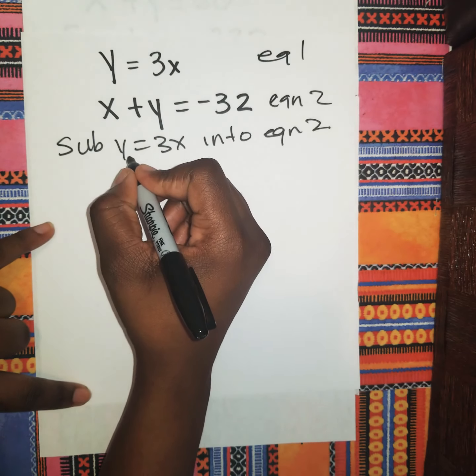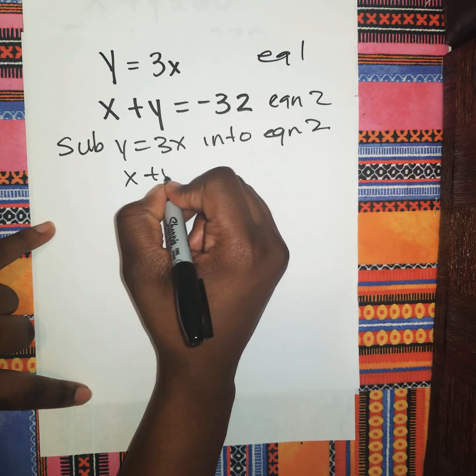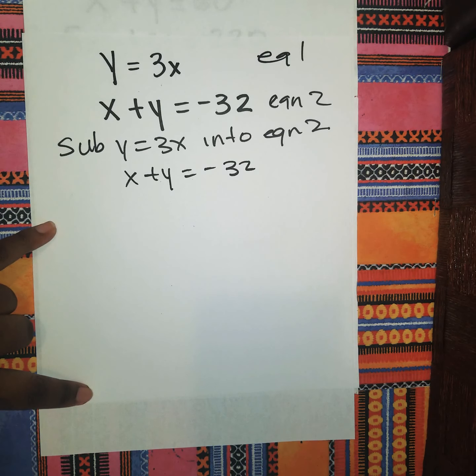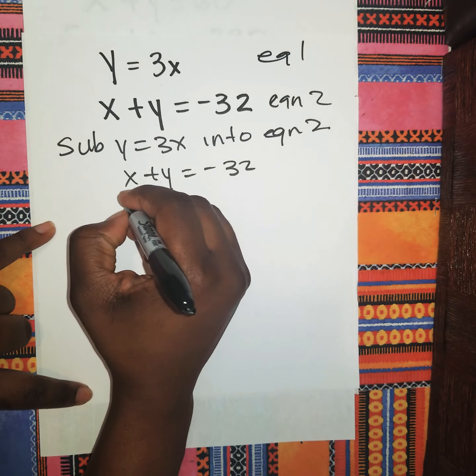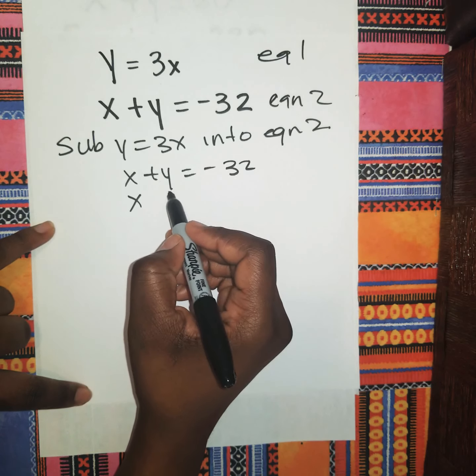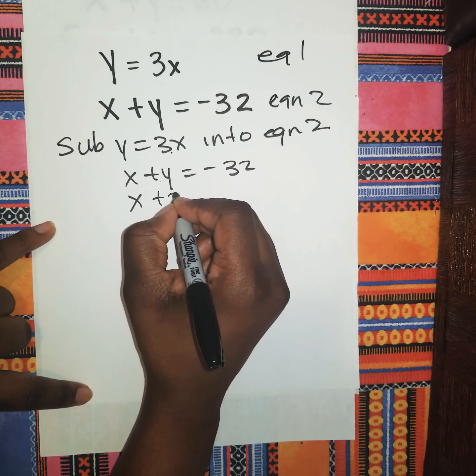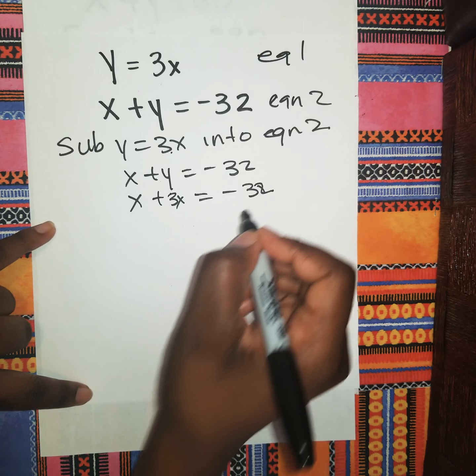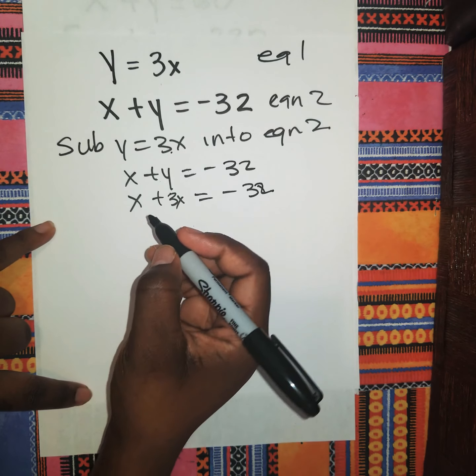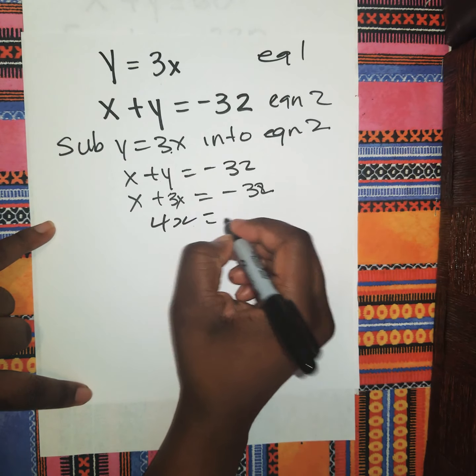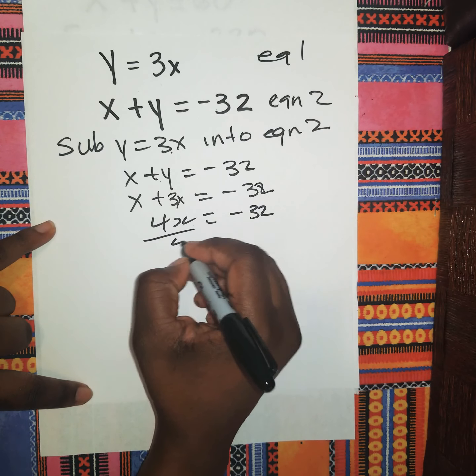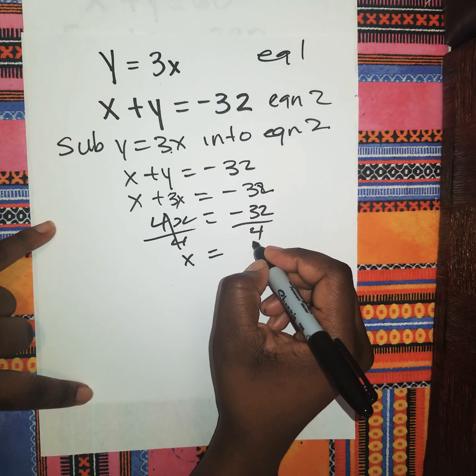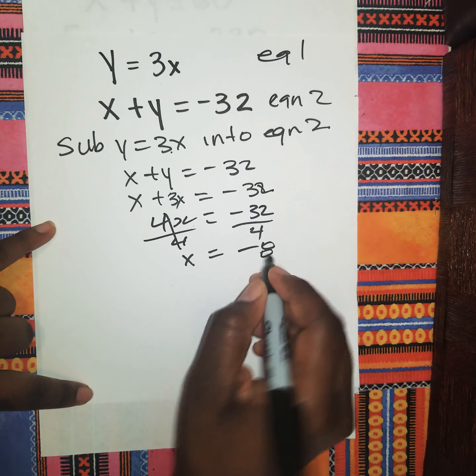So let's go. It's going to be x plus y equal negative 32. I always rewrite it so you know what you're working with, but you don't have to when you're doing yours. Since y is equal to 3x, I'm going to put plus 3x right here equal to negative 32. Here, 1x plus 3x is 4x equal negative 32. Divide by 4 to find the value of x. X is equal to negative 32 divided by 4, so negative 8.